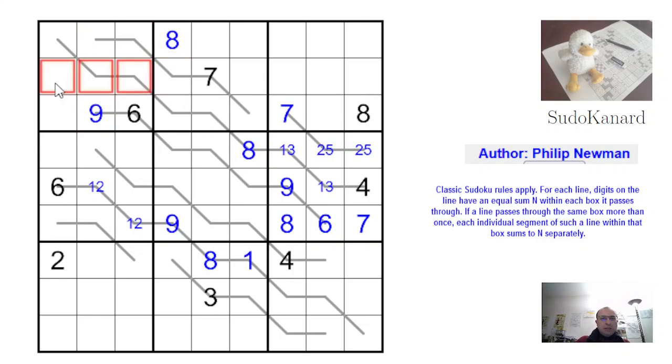There will be an 8 somewhere here, but those 3 digits sum to 8, so those 2 can't contain an 8, so 8 goes there. And by the rules of Sudoku, 8 goes there as well. Which is interesting because 8 is much higher than that.